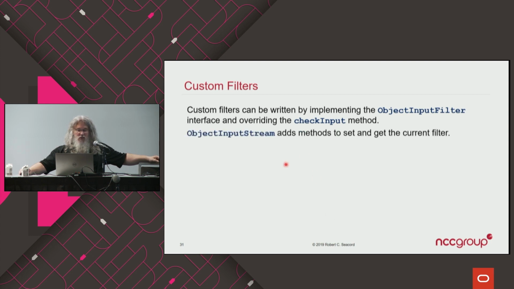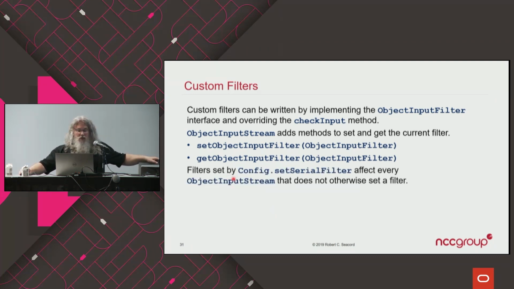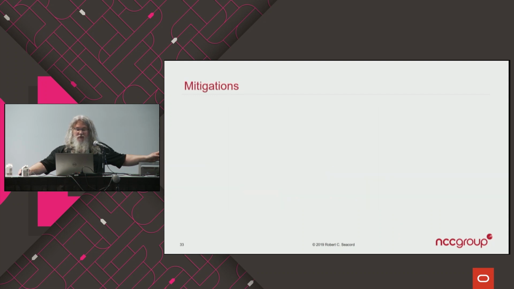In Java deserialization, the ObjectInputStream class starting with Java 9 added two methods to both set and get the current object filter. So you could retrieve the existing one and replace it with a new filter specific to that deserialization effort. You can also set filters with Config.setSerialFilter, which will affect every ObjectInputStream that doesn't otherwise set a filter. And if there is no filter set, then a global filter is used if it's defined.